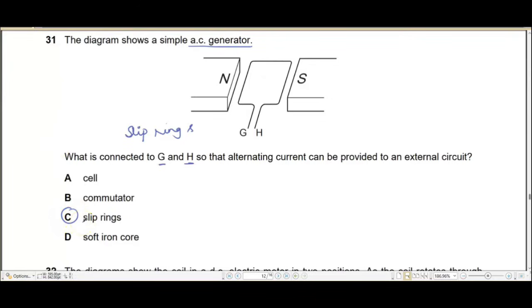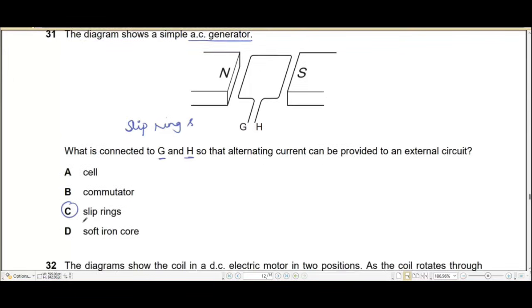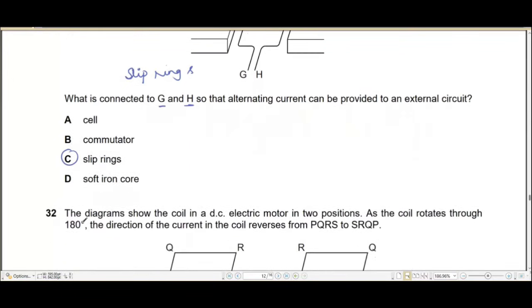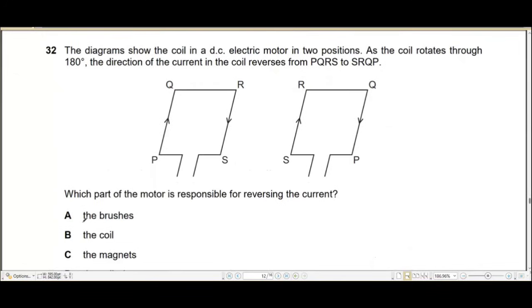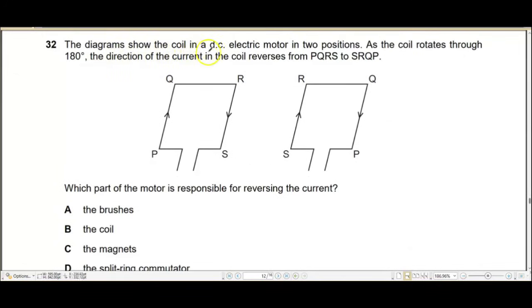For AC generators, it's slip rings. And for DC motors, they are the commutators. Question number 32. The diagram shows the coil in a DC electric motor in 2 positions. As the coil rotates through 180 degrees, the direction of the current in the coil reverses from PQRS to SRQP. So which part of the motor is responsible for reversing the current?